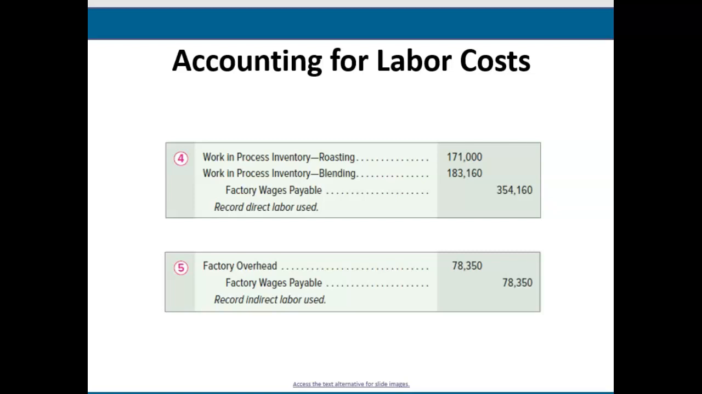Arrow line 5 reflects indirect labor costs. These employees assist in or supervise production in both the roasting and blending departments. For example, they order materials and deliver them to the factory floor, repair equipment, operate and program computers used in production, clean up, and move goods across departments. The entry shown records indirect labor costs.